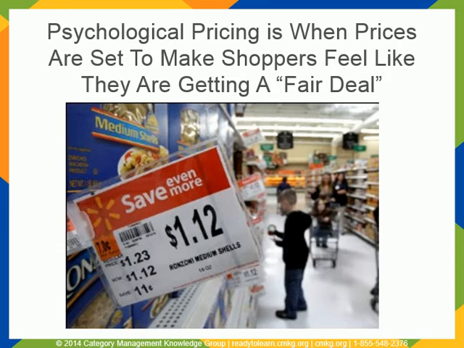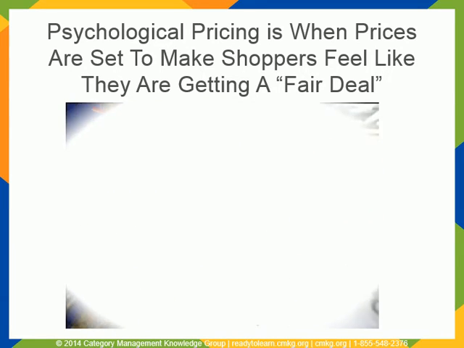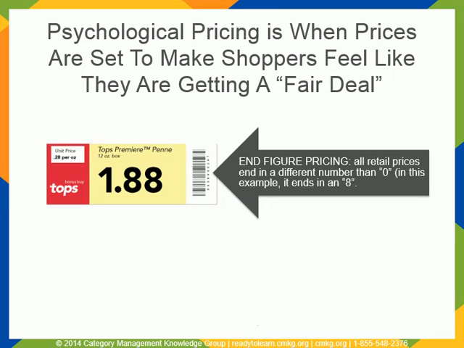Psychological pricing is another pricing strategy that retailers may use. This strategy is used to make shoppers feel like they're getting a fair deal. Retailers can have price stickers in colors like red or yellow, with large price signs with save messages, and many other measures to communicate lower prices to shoppers. Another common method is end-figure pricing, where the last digit is something other than a zero. Fractional prices suggest to shoppers that goods are marked at the lowest price possible.